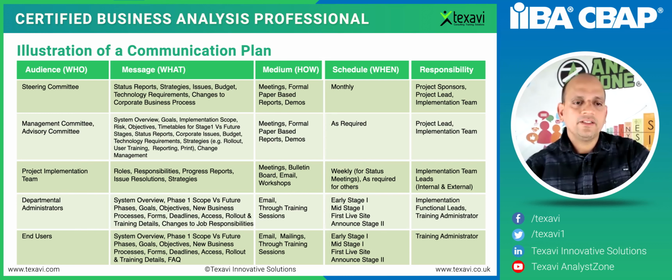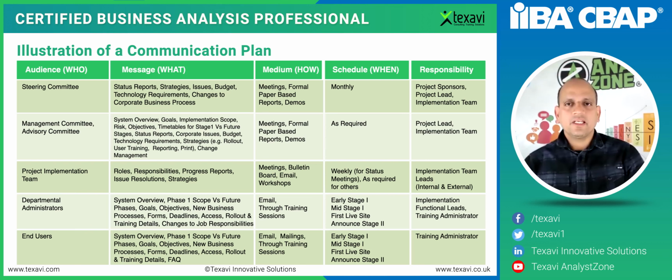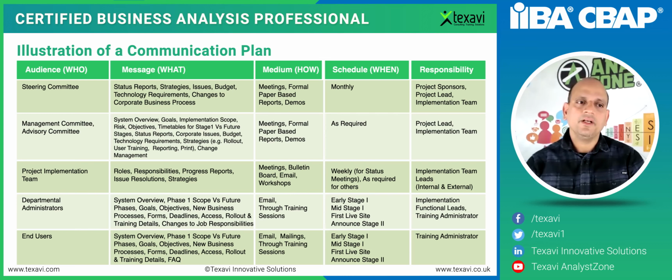And management committee, advisory committee, you can have implementation scope, risk, objectives, all of these. You can send the issues, you can send budget, technology requirements. These are people who are the project board, for example, the senior project management advisory board, the quality assurance board, and things like that. The steering committee, for example, all of those would be a typical project level. This is not the organizational level. So at this project level, you've got a core project committee or core project steering committee. So these are the kind of things that you would like to involve them in.